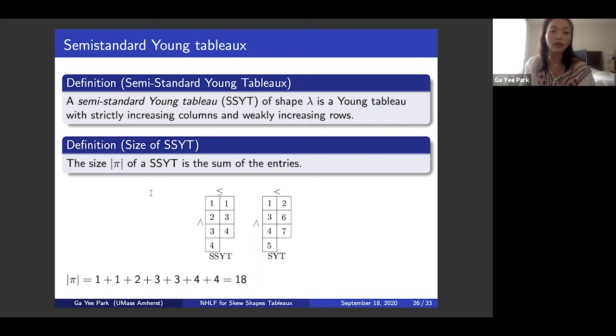And the size of this semi-standard Young tableau is the sum of the entries. So for this one, there are 2 1s, 2, 3, 3, 4, 4. So the sum is 18.